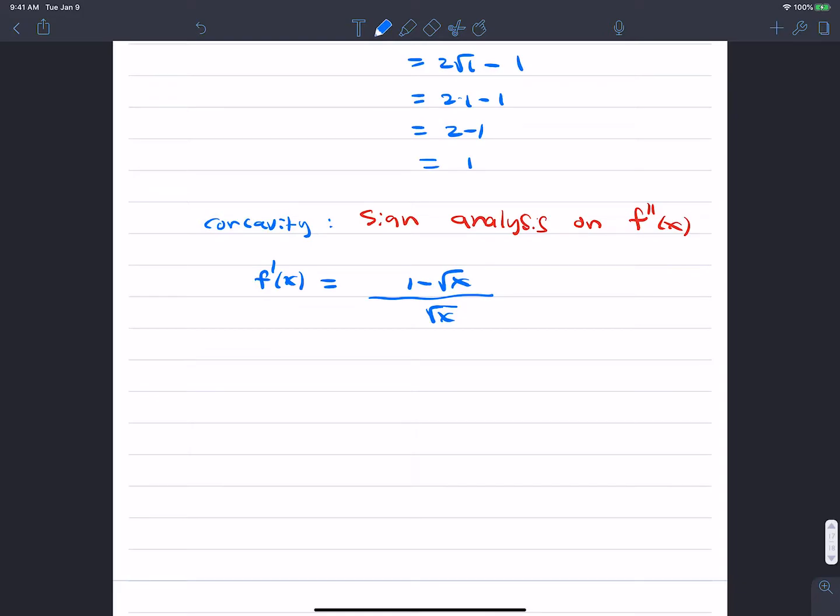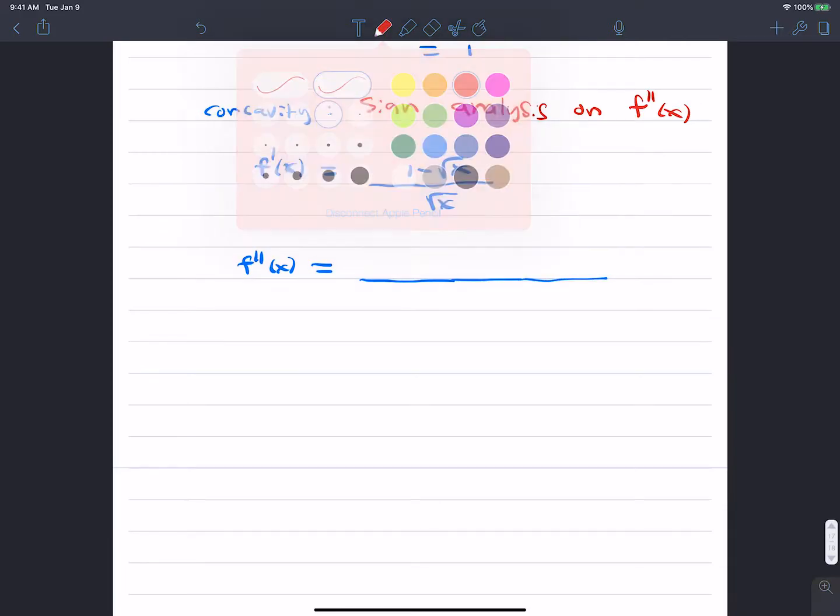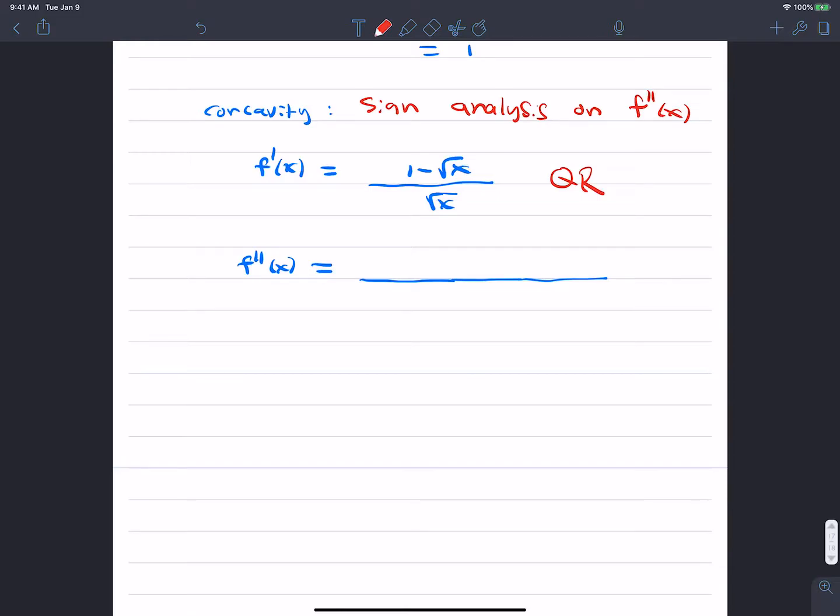I need the second derivative. So what rule do I use? Quotient rule. So I take the denominator and I square it, bring the denominator up here, differentiate my numerator, subtract the numerator, differentiate the denominator. Boy, all the way to the end. I hate that.